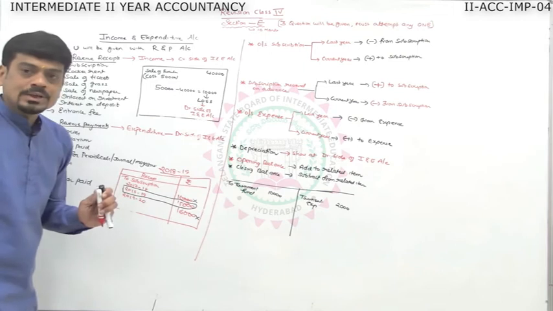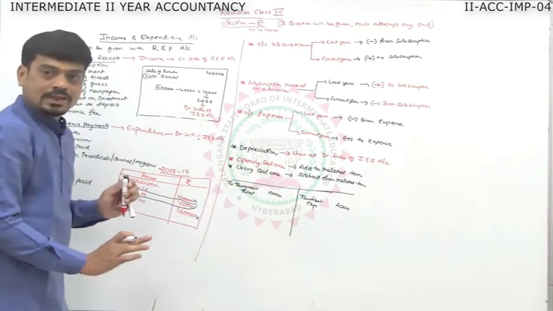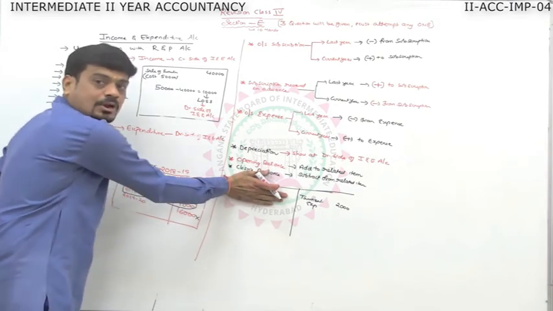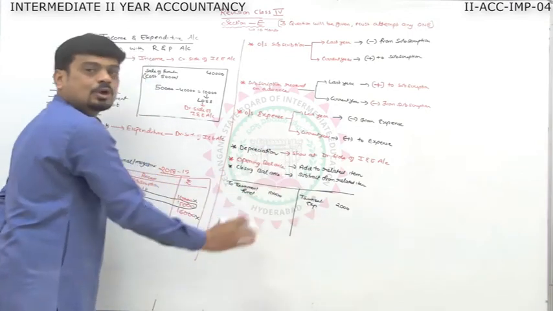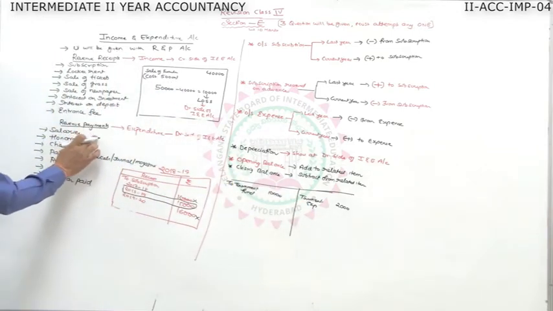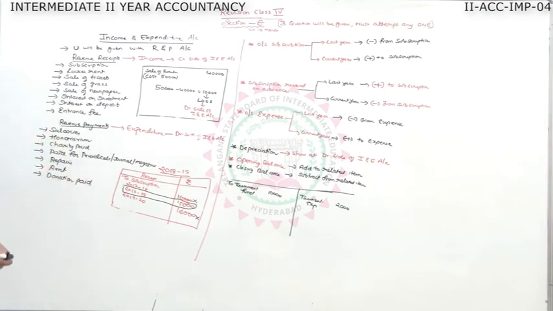So what will we do here? We will ignore. Okay. Sir, if this part is not given? If he did not give the tournament fund, and he just gave the tournament expense, then this tournament expense will be taken as expenditure.